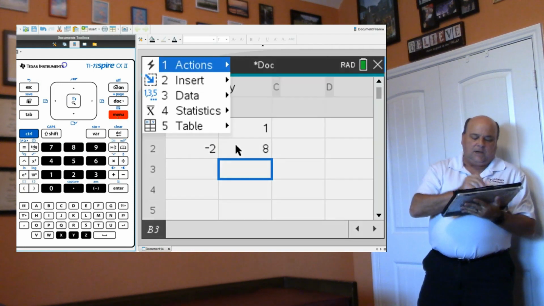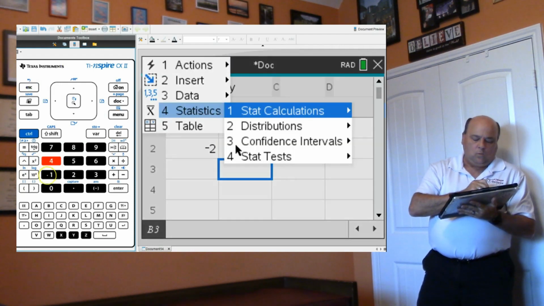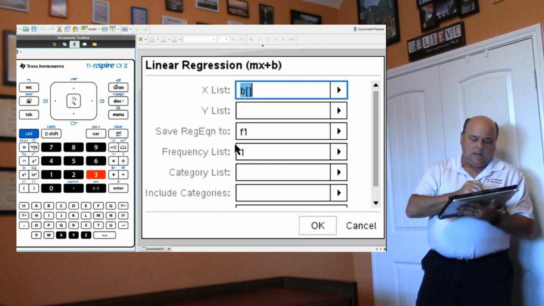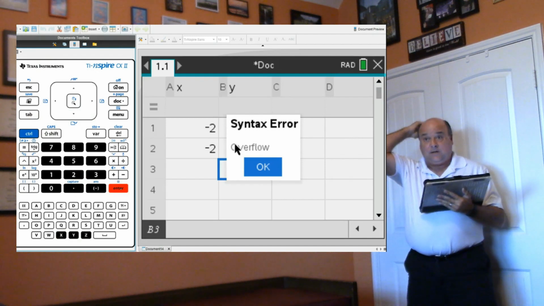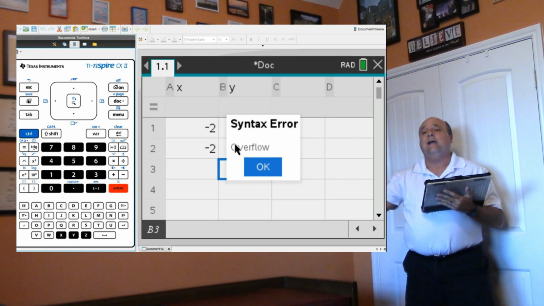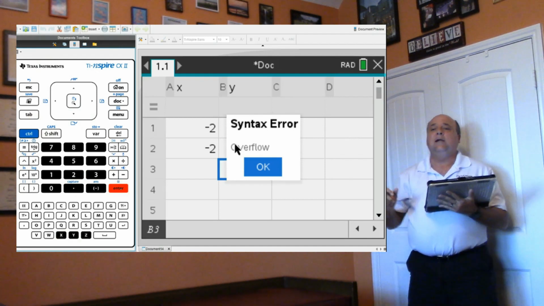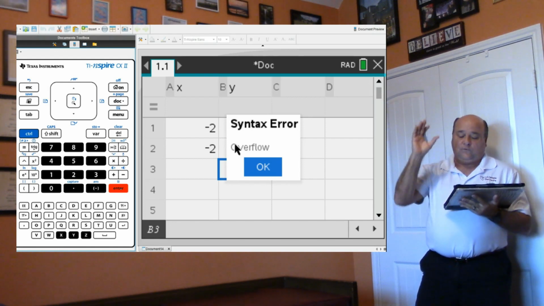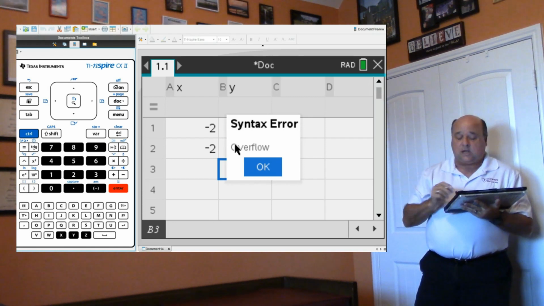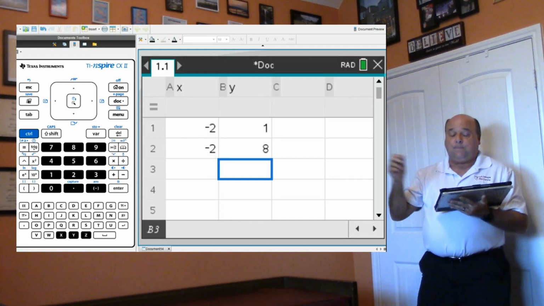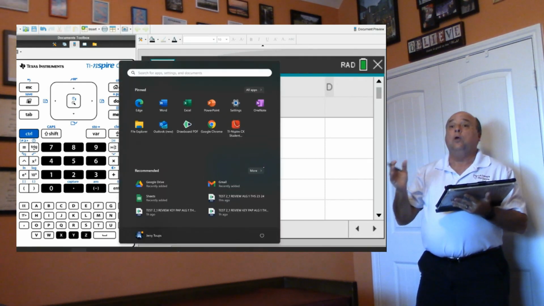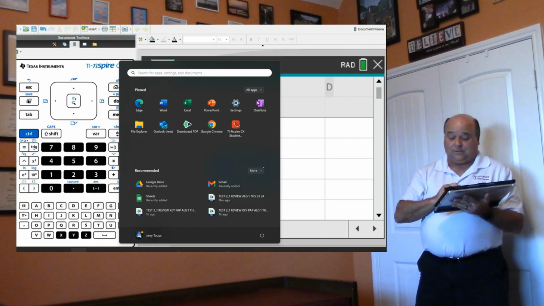Now then, let's do menu, 4, 1, 3, x down, y down, and then hit enter, and it gives us the syntax error, doesn't it? That means it cannot do that calculation because it's trying to divide by 0. So if you have an undefined slope, it's going to come up with this every time. The calculator cannot divide by 0. The only one that can do that is Chuck Norris, okay?